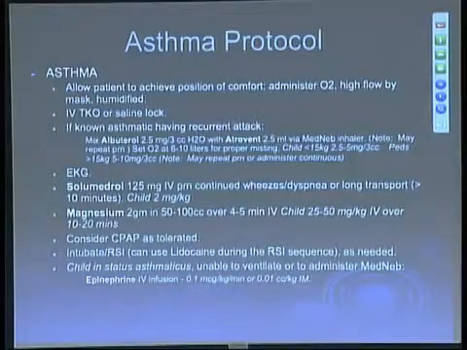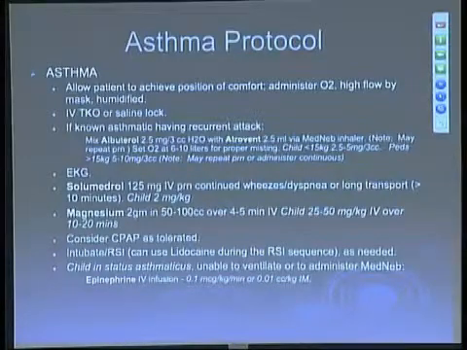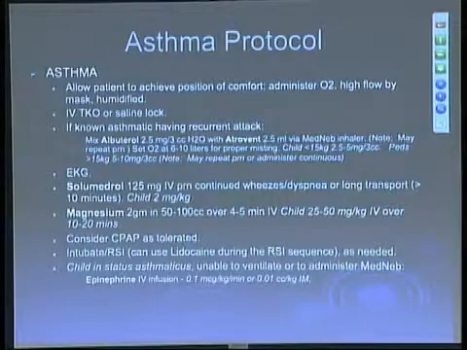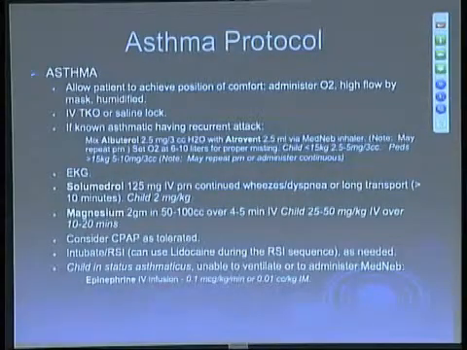Child in status, unable to ventilate or administer MedNeb: epi infusion starting at about 0.1 micrograms per kilo per minute, which is 0.1 cc's per kilo per minute. Or you can also give it IM if you couldn't get an IV in. Hopefully by this time you've got an IV, because it's pretty hard to do RSI without it too. So epi infusion.